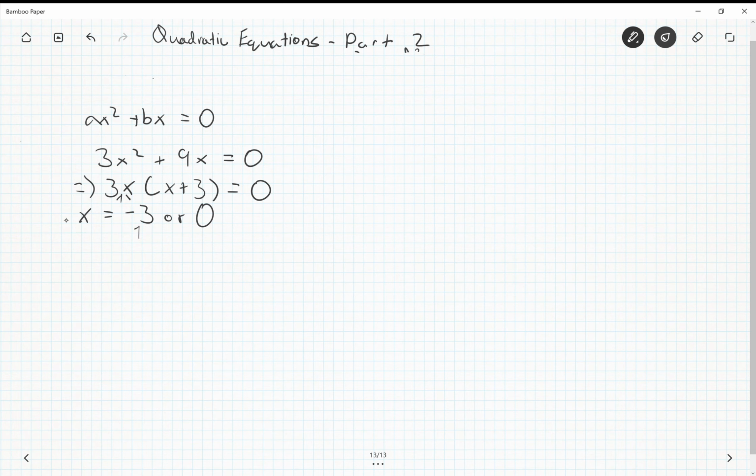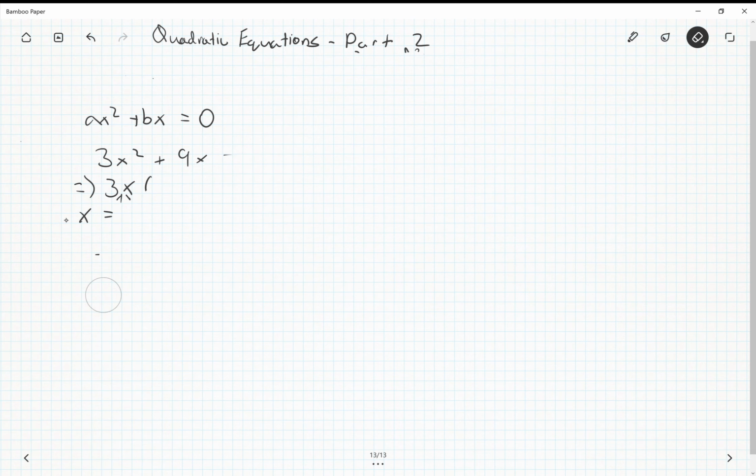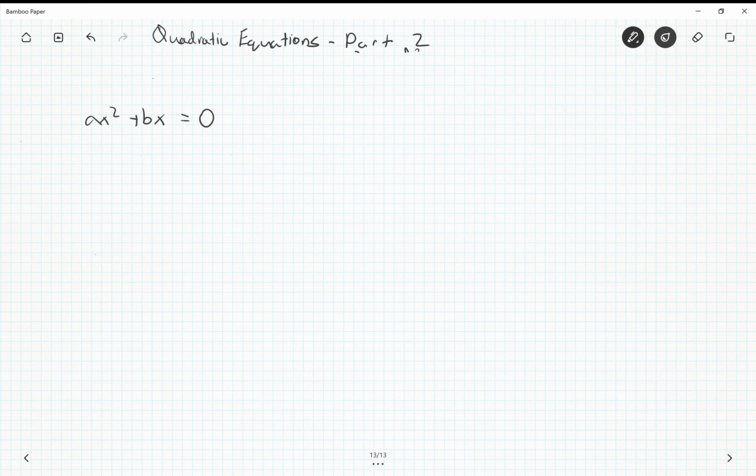Let's substitute -3 into x. So our equation would then be -9 times 0, which equals 0. That is true. And then if we substitute, let's say, 0 into this, that would be 0 times 3, which equals 0. So as we can see, if we use factorization properly in the form of ax squared plus bx equals 0, along with the null factor law, we can easily find what x equals.